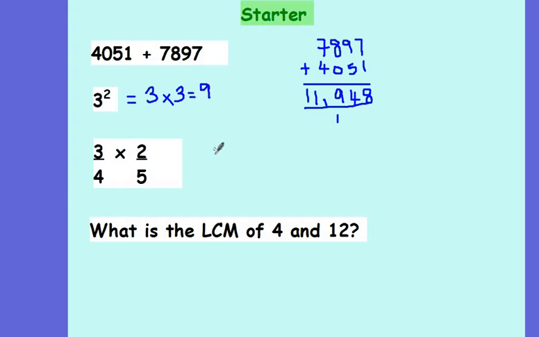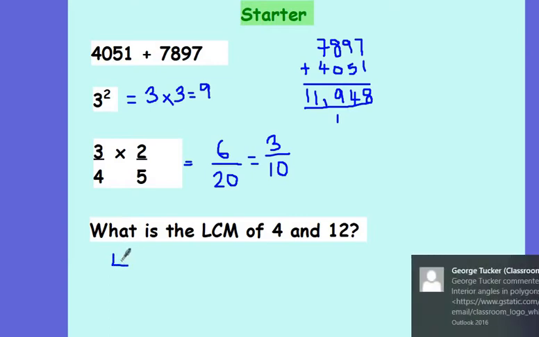To multiply fractions, this is the easy one. We just multiply together our numerators. 3 times 2 gives me 6. And I multiply my denominators. 4 times 5 gives me 20. Can you simplify that, Sophie? Absolutely, we can divide top and bottom by 2, which gives me 3/10. And my last question, what is the lowest common multiple of 4 and 12?